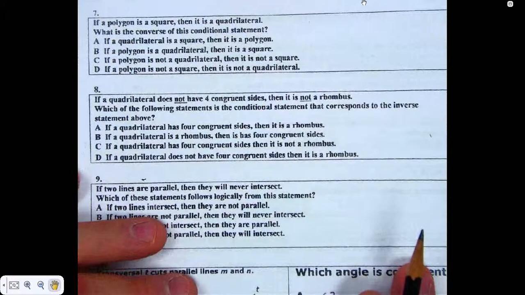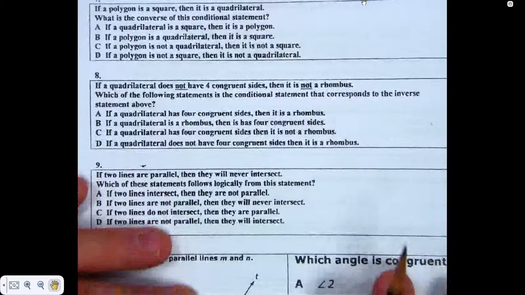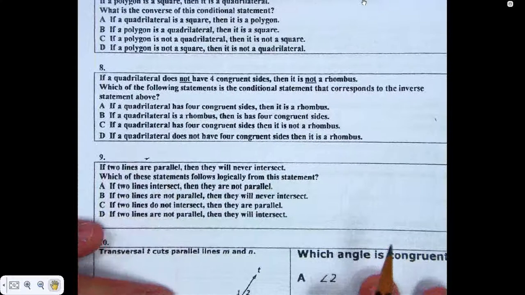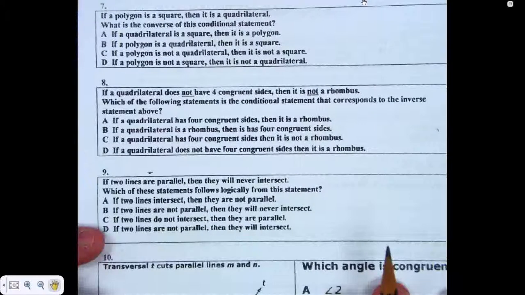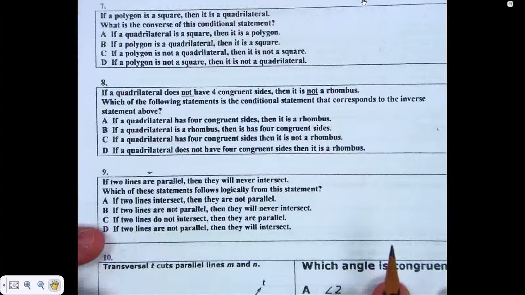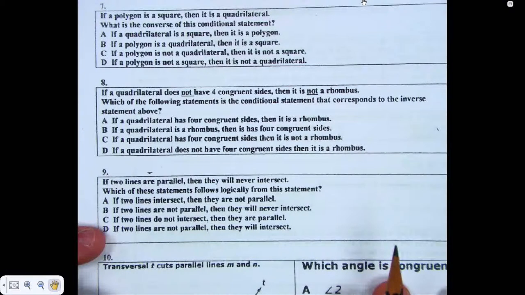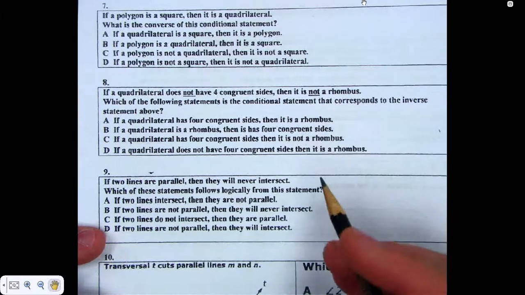If a polygon is a square, then it is a quadrilateral. We've talked about this. We want to go on? It's just the opposite, right? No. The converse is when you flip the order. So it should be: if the polygon is a quadrilateral, then it is a square. Is that what you guys got? I got A. I put B.